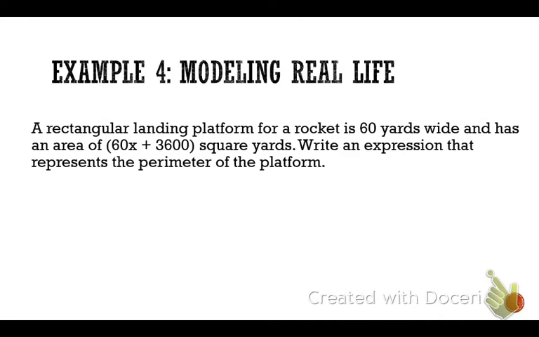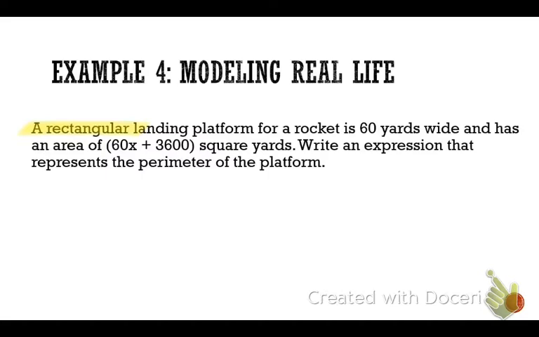Okay, so here we go. Here's our tips. It's a rectangular landing platform, which means, what is my formula? Area equals length times width. The rectangular platform is 60 yards wide and has an area of 60x plus 3,600. So before we even try to answer the question, what information is it missing? It's missing the length, okay? You need to know the length and the width here to be able to answer the question.